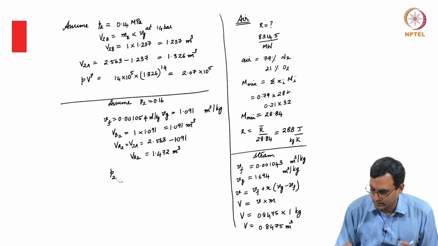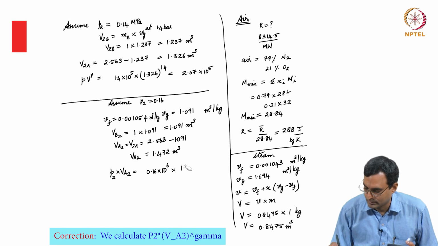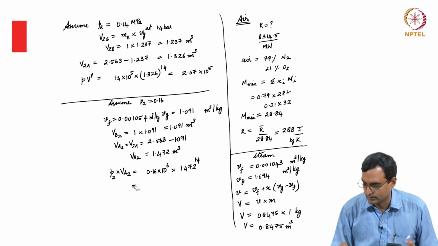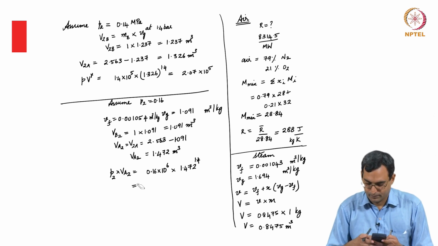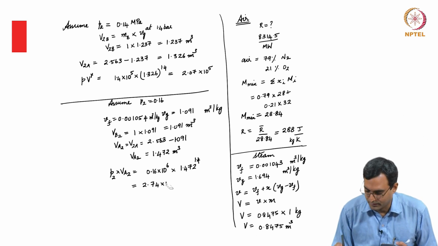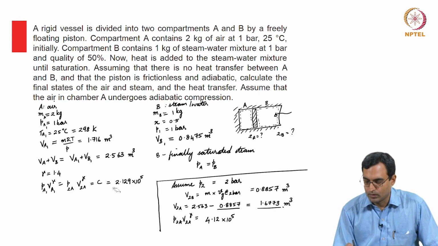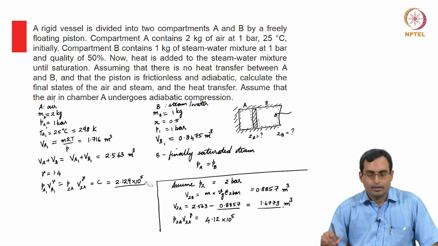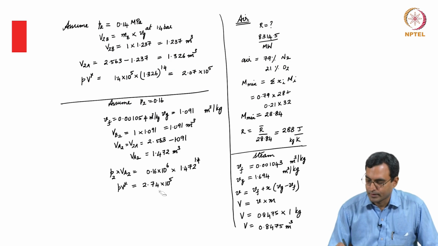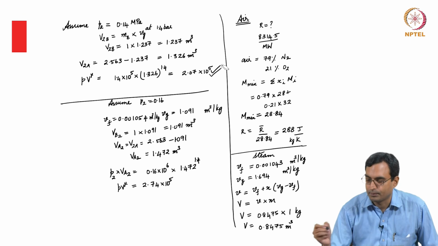And I can find out P2A, which is P2 anyway. This is pressure into volume to the power of gamma. So I get this value as 2.74 in 10 to the power 5, whereas I need a value close to 2.1 in 10 power 5. So, of all the calculations I have, this is 4 in 10 power 5, which is very far away. This is 2.7 in 10 power 5 and this is 2.07 in 10 power 5. I need 2.1 in 10 power 5. So, this seems to be the best estimate I have.